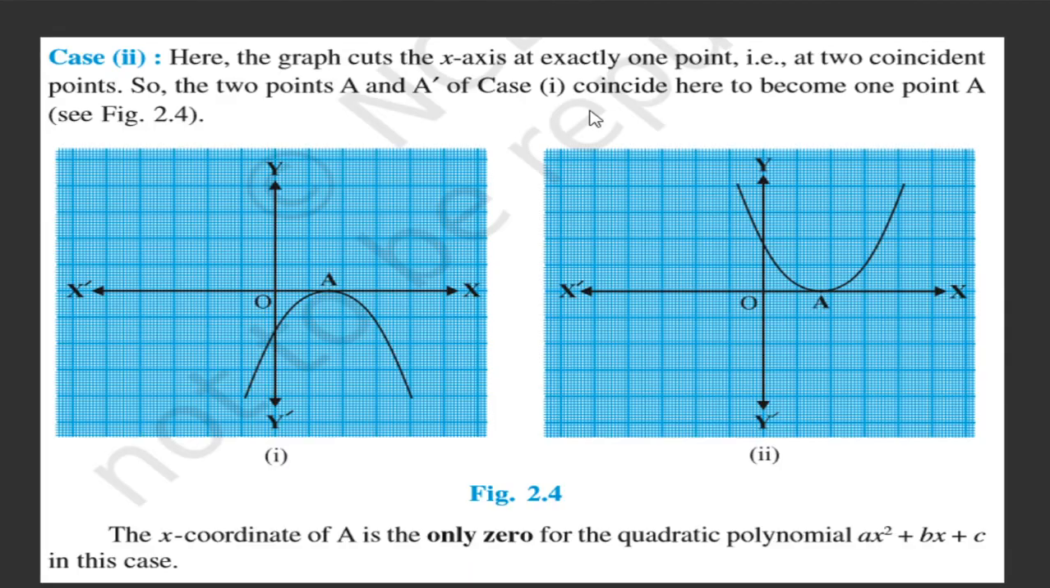Okay, now observe the second case. Here observe the two graphs. The graphs cut the x-axis at exactly 1 point. That means the parabola just touches the x-axis and it comes back. So in this case, how many zeros does this quadratic polynomial have? It has only 1 zero. The x-coordinate of a is the only zero of the quadratic polynomial ax square plus bx plus c in this case.